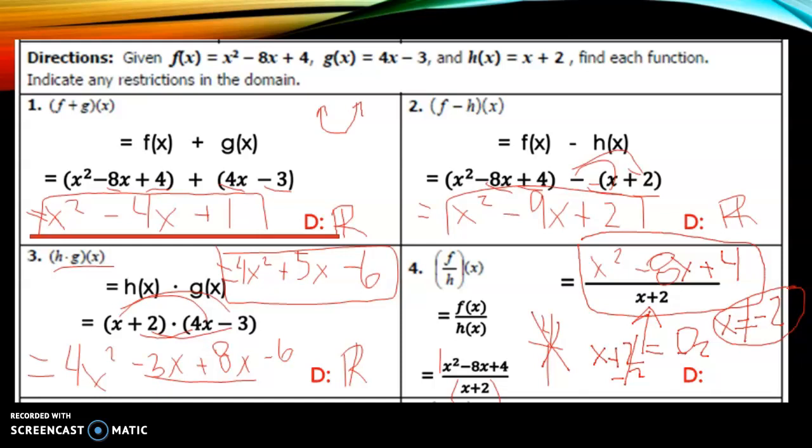So this is when our domain is special. X cannot equal negative 2. That is what our domain is. That is called a restriction of the domain, which is what the directions are talking about. This would be our restriction on the domain. Otherwise, we'd have an undefined function, which is something we cannot have. And we'll talk about that a little later as to why. Most of the time your domain is going to be all real numbers. If you have a fraction, that's your special case.